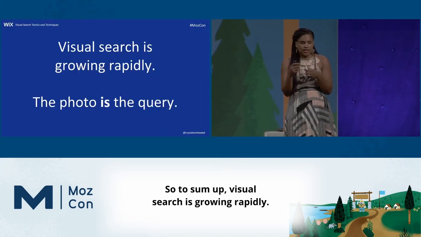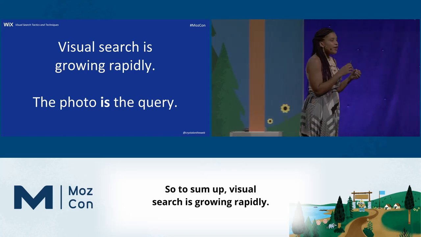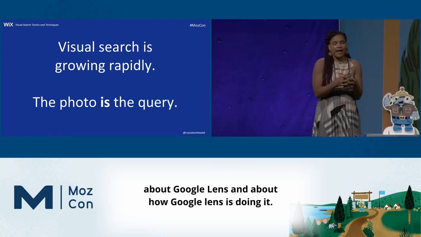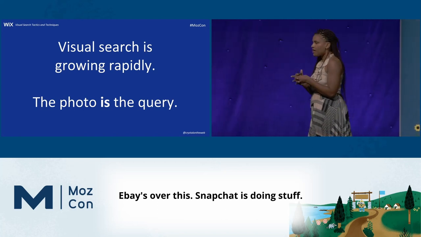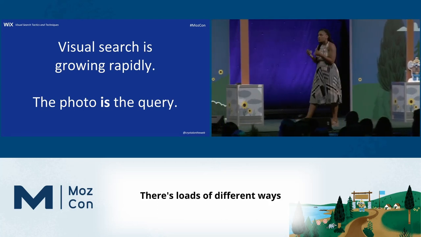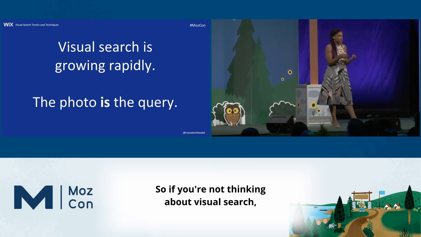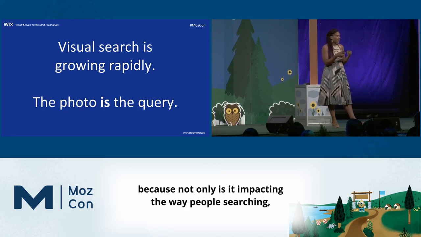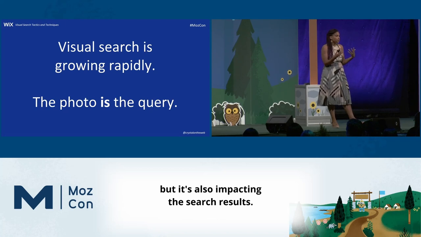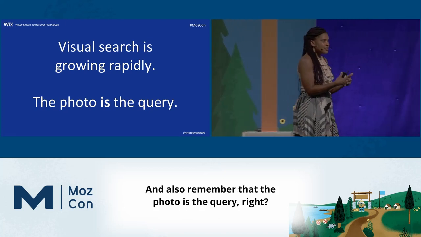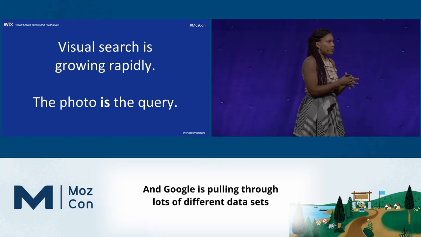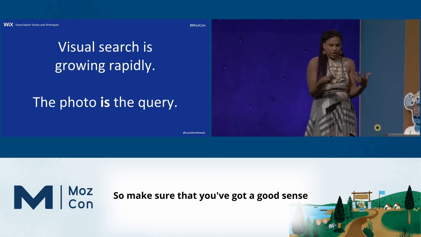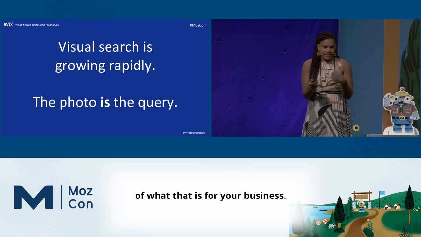So, to sum up, visual search is growing rapidly. There are lots and lots of tools. I've talked a lot about Google Lens, but Amazon is all over this, eBay is all over this, Snapchat is doing stuff, Pinterest is everywhere. There are loads of different ways that people are getting involved. So if you're not thinking about visual search, it's worth starting to think about how people are engaging with it, because not only is it impacting the way people search, it's also impacting the search results. And remember that the photo is the query. Google is pulling through lots of different data sets and data points in order to satisfy that query, so make sure you have a good sense of what that is for your business.